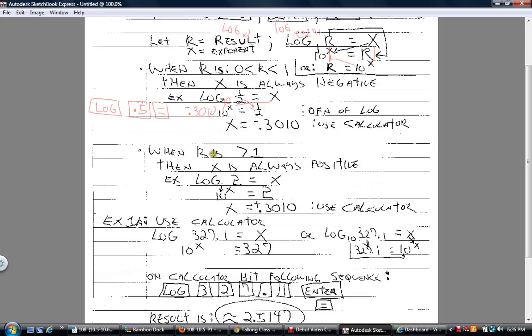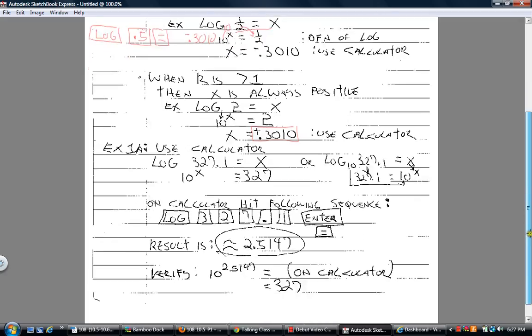Okay, how about if the result is greater than 1? Here's an example: log 2 equals x. Convert it into exponents: base 10 raised to the exponent, which is x, equals the result. So 10 raised to the what equals 2, and the answer is 0.3010.